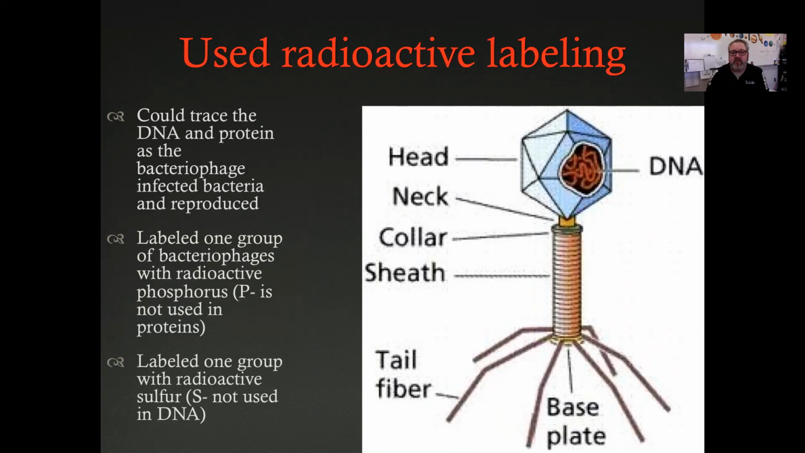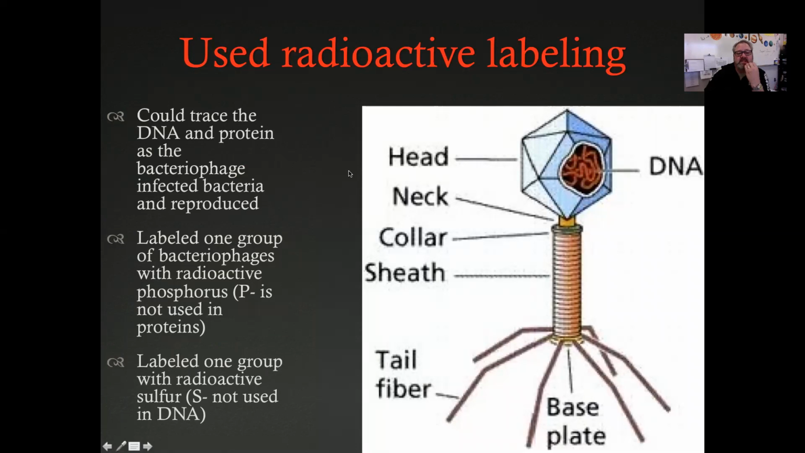Okay. So what they did then was they used some radioactive labeling techniques, and by doing that, they could trace the DNA from the virus, right? So the virus here, this is what a virus looks like, or what we think of, we're gonna do some radioactive labeling on different parts of the virus, and then that virus is going to infect the bacteria cells, okay?